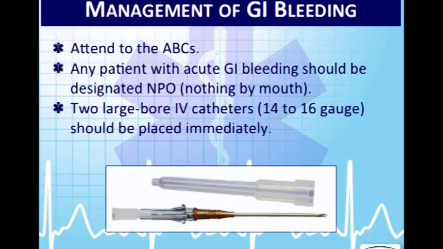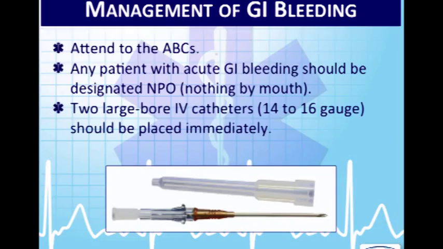I wouldn't feed anybody. There should be no water, nothing to eat or drink when they're having a GI bleed, because the ultimate problem is that that food may obstruct our views to see where they're bleeding from. And so make sure that the patient doesn't eat or drink anything when you get in contact with them.